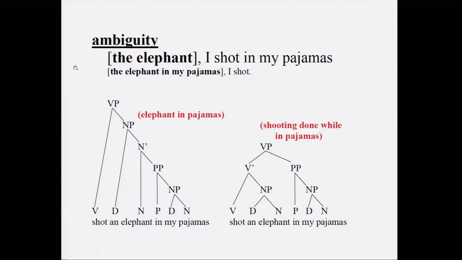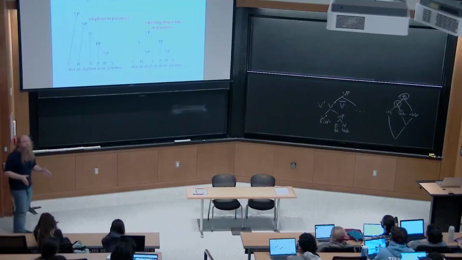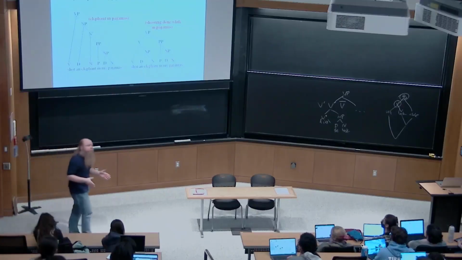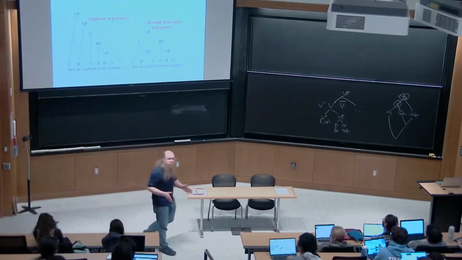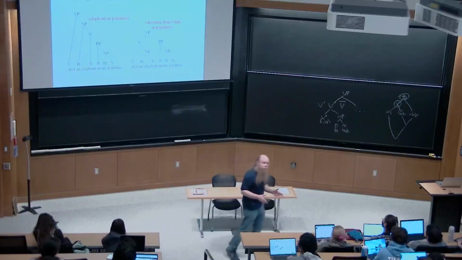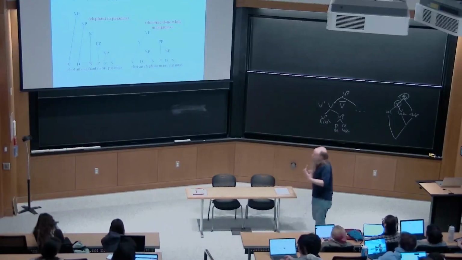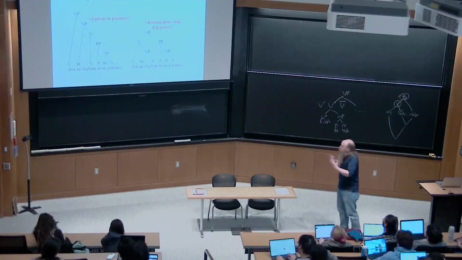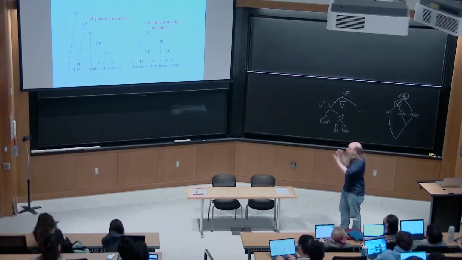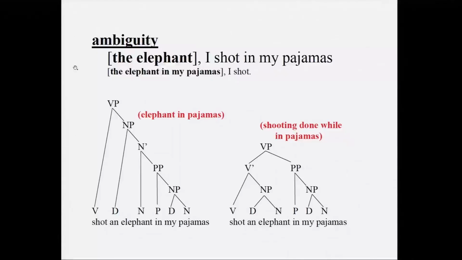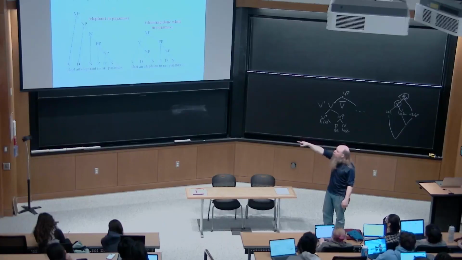In this tree, is there a constituent, an elephant, that doesn't have anything else in it? Several of you are appropriately shaking your heads, right? There are nodes that are above the words an elephant. There's a D that's above an, there's an N that's above elephant, and there's an NP up there, which has an elephant as part of it, but it also has in my pajamas. So in the tree on the left, there's no constituent an elephant.